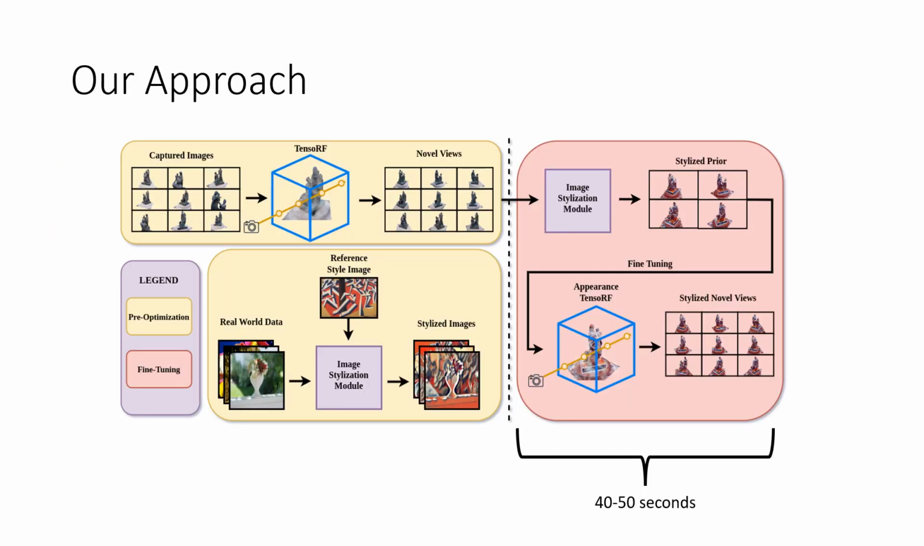Our approach uses TensoRF to represent radiance fields and just takes 40 to 50 seconds to fine-tune any pre-optimized scene to any pre-trained style. We maintain the geometric details and transfer style onto the geometry proportionately.